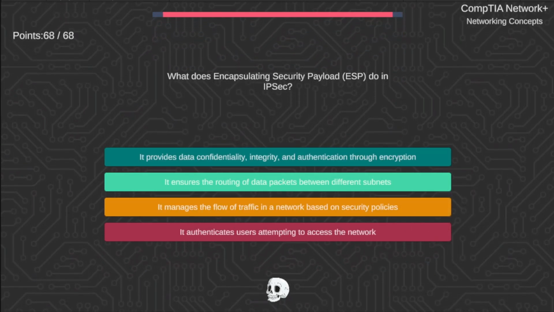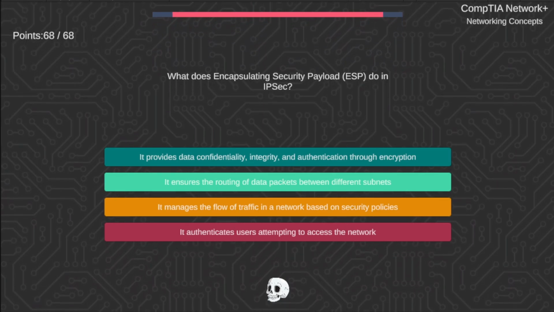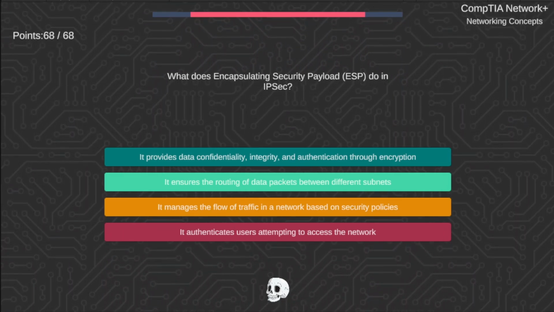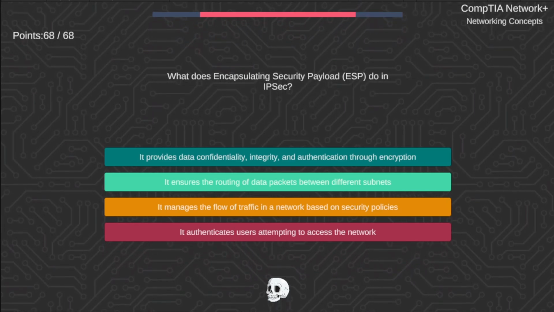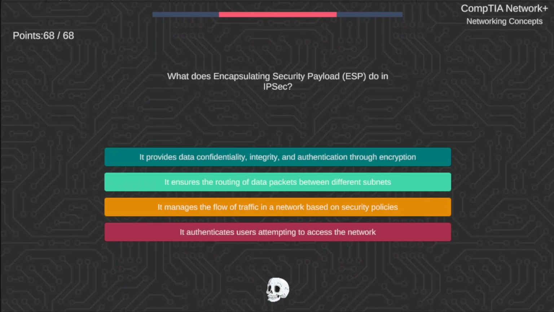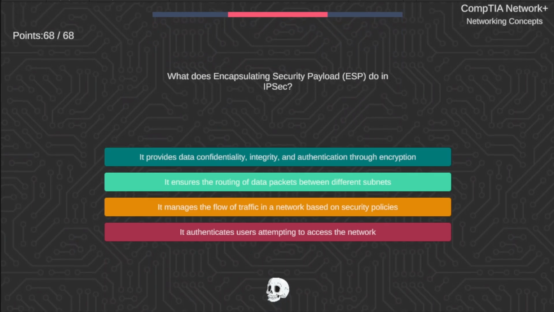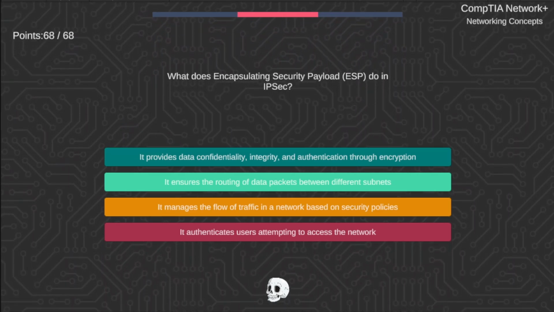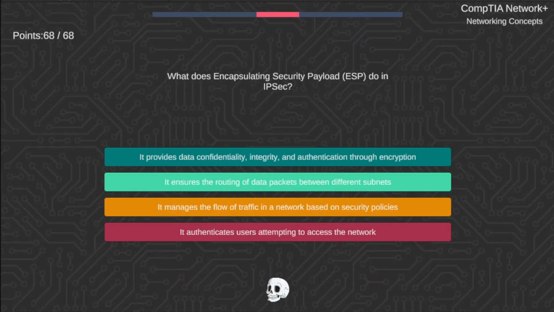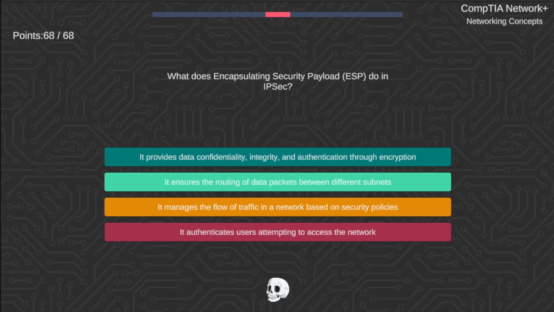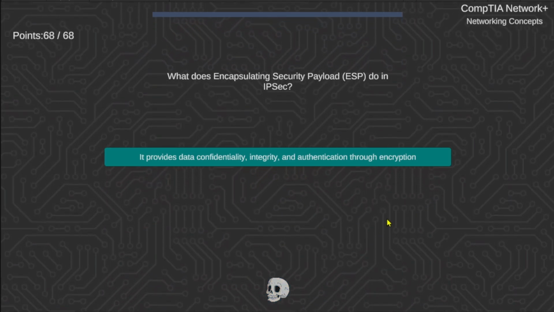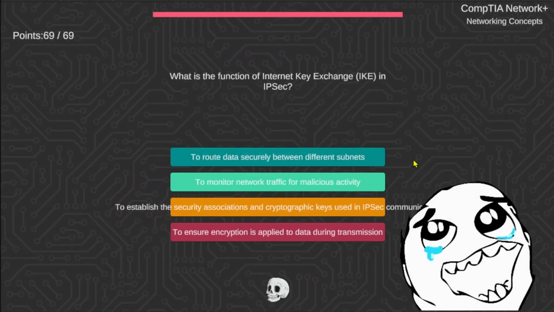What does Encapsulating Security Payload, ESP, do in IPsec? It provides data confidentiality, integrity, and authentication through encryption. It ensures the routing of data packets between different subnets. It manages the flow of traffic in a network based on security policies, or it authenticates users attempting to access the network. Encapsulating Security Payload in IPsec. Correct answer is it provides data confidentiality, integrity, and authentication through encryption.